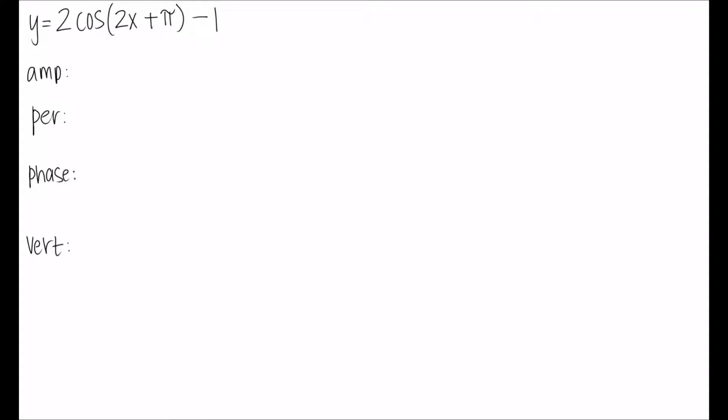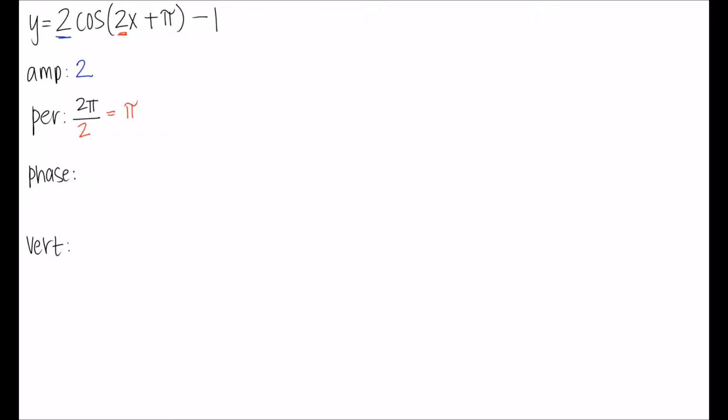Okay, so now we're into some more examples here. For this one, we can look at the amplitude. Again, amplitude is found out front, so amplitude of 2. Our period is still 2 pi divided by whatever's attached to the x. So 2 pi divided by 2 gives us a period of just pi.